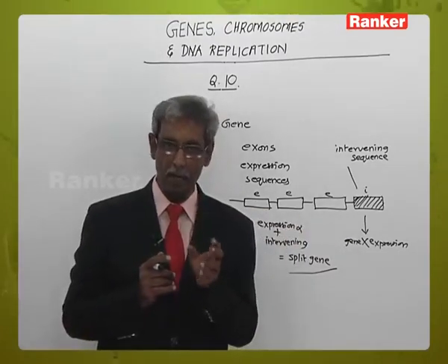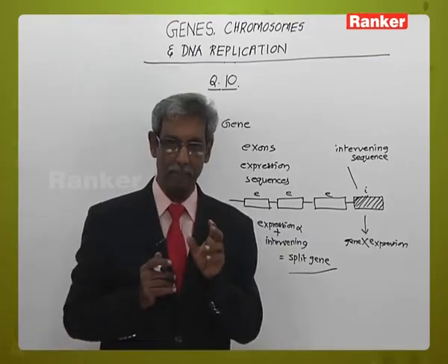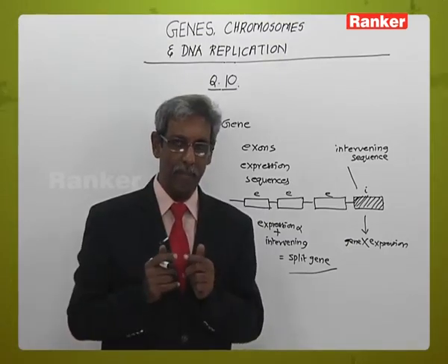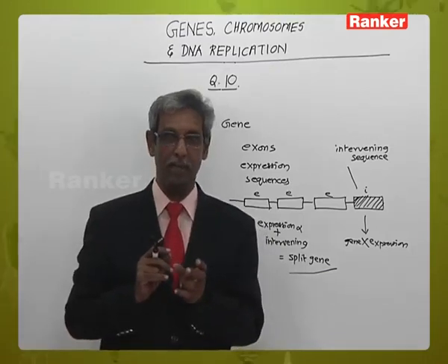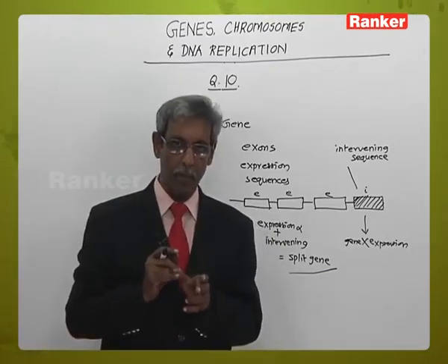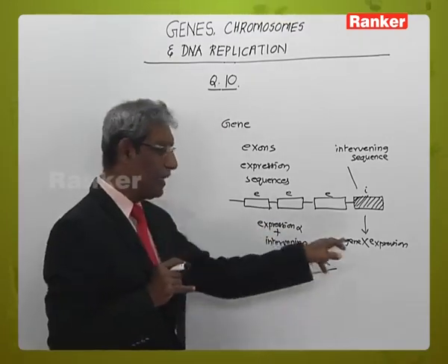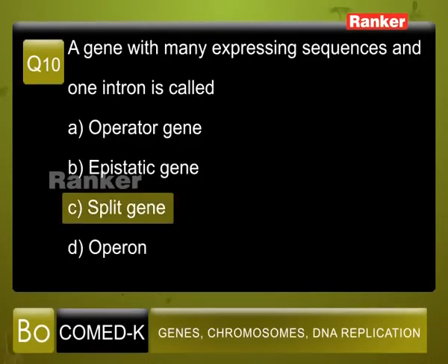a part of a replicon, and an epistatic gene is two genes which determine a particular character, and an operon is a cluster of genes which is responsible for gene regulation. So, gene regulation, Jacob and Monod, and operon are associated together, whereas an expression with an intervening sequence is termed a split gene, and the right answer is C.